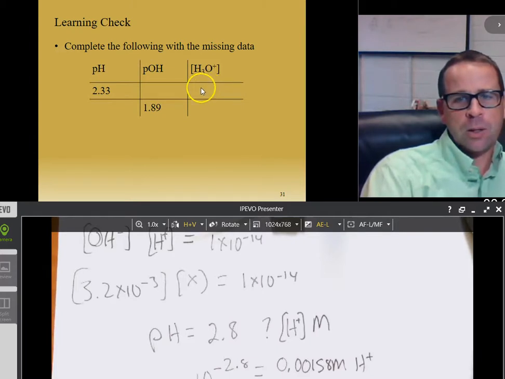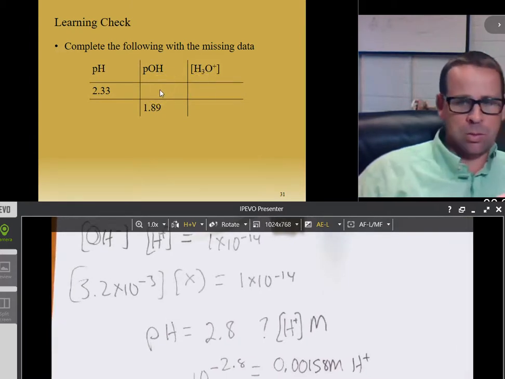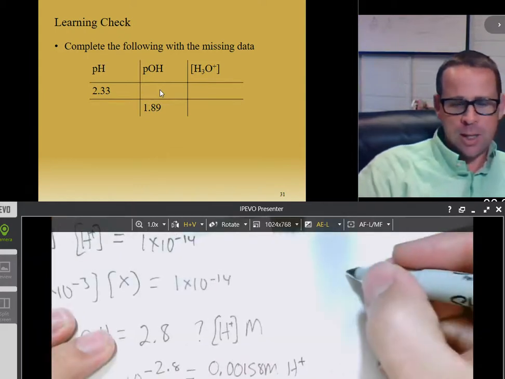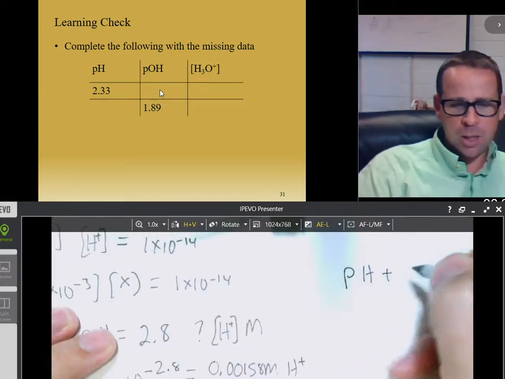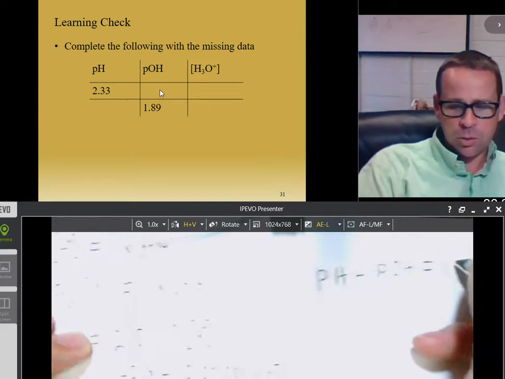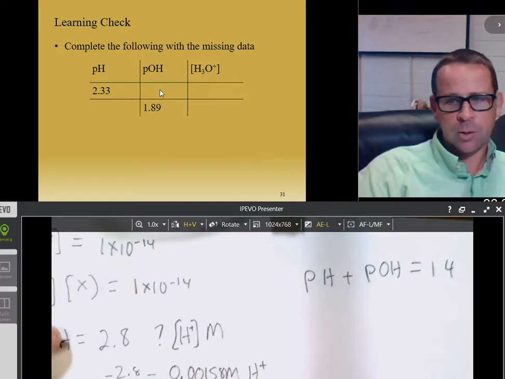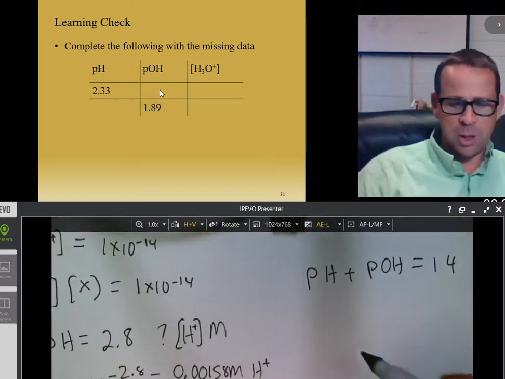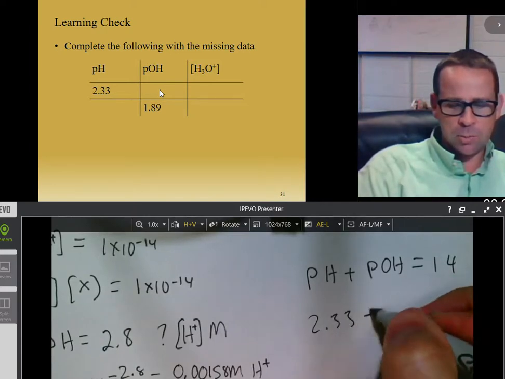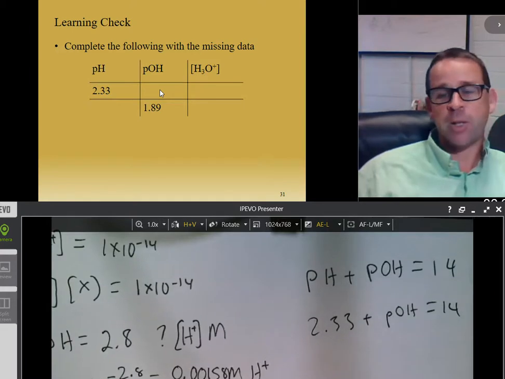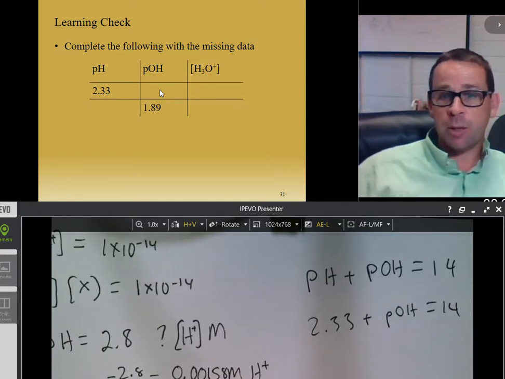All right. Now the pOH, one more relationship that we did mention in class, but we can remind you of, is that the pH plus the pOH is equal to 14. Okay. So we see our pH is 2.33 plus whatever the pOH is will equal 14. All right, so with that information, you should be able to fill up this chart.